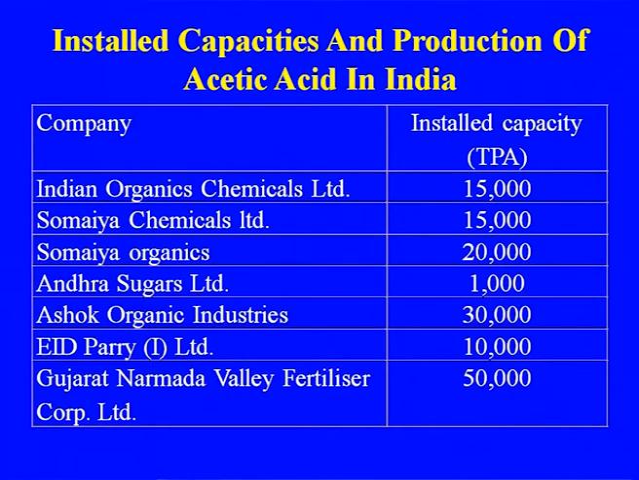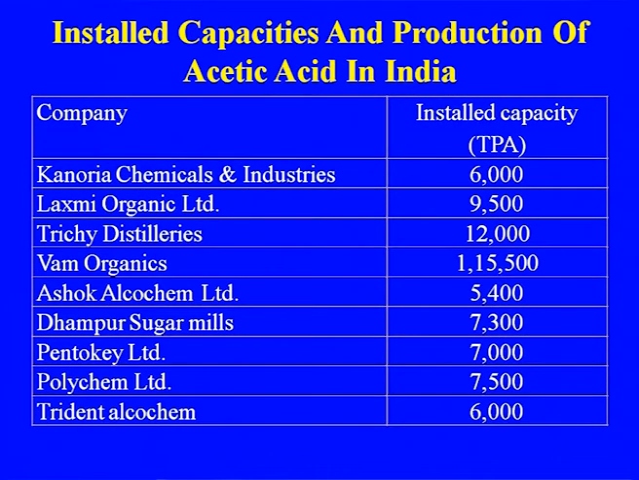These are some of the major companies making acetic acid: Indian Organic Chemicals Limited, Somaiya Chemicals, and all the companies which you see here are alcohol based, except the Gujarat Narmada Valley Fertilizer. All others are making it from the ethanol route, which is from the molasses. These are the other companies: Kanoria Chemicals, Lakshmi Organic, Trichy Desai, VAM Organic, Ashok Alcocom, Dhampur. These are all based on the ethanol route, not the methanol route.